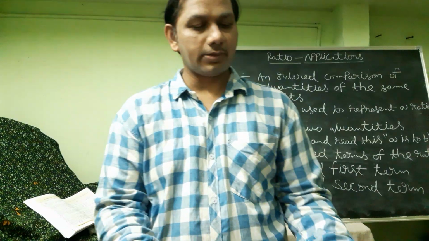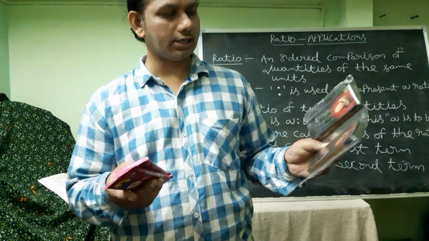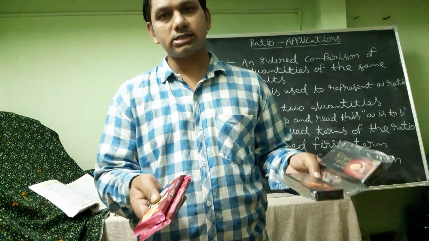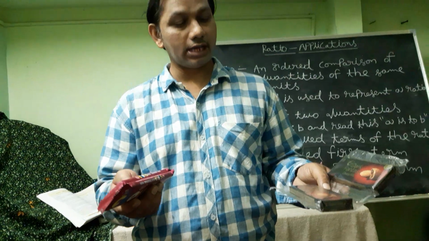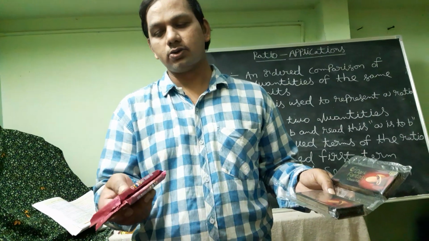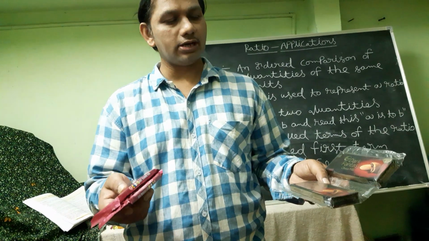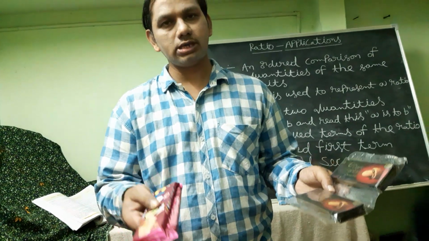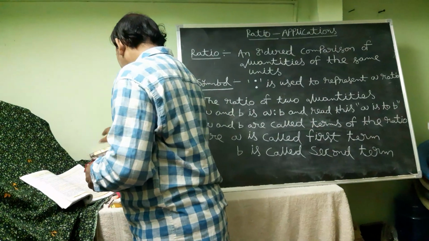See here, in my hand two biscuits are there and two wrappers are there. So what is the ratio of biscuits to the wrappers? So here two biscuits are there and two wrappers are there. So the ratio is 2 is to 2. The ratio of wrappers to biscuits is also the same, 2 is to 2. So these examples we will use in our daily life.